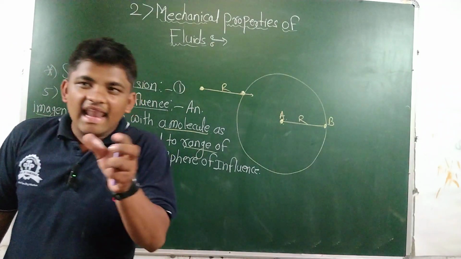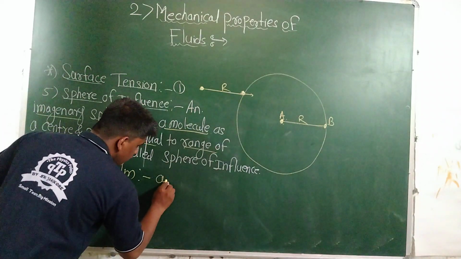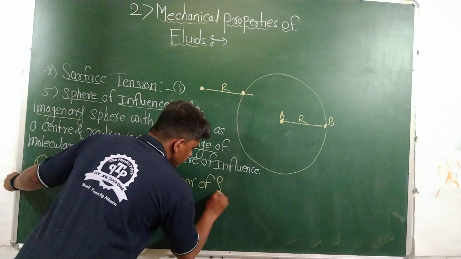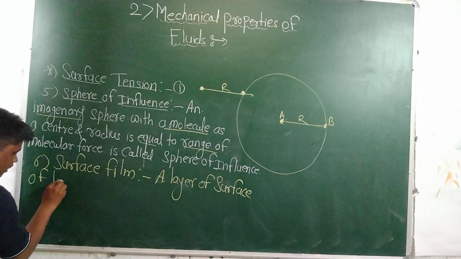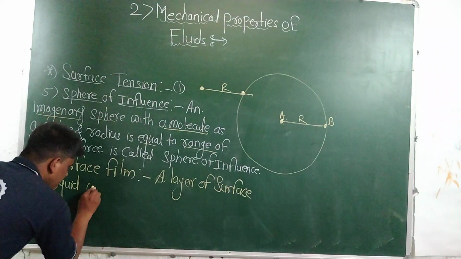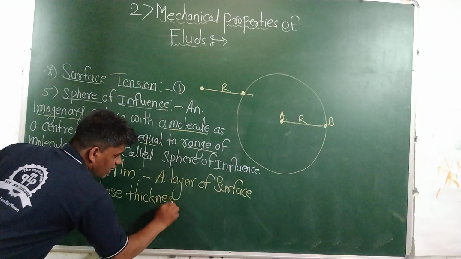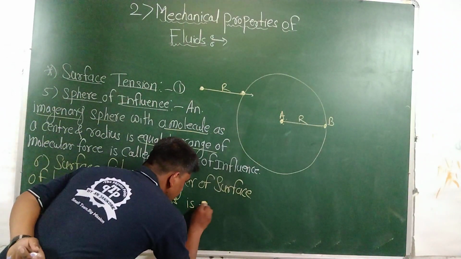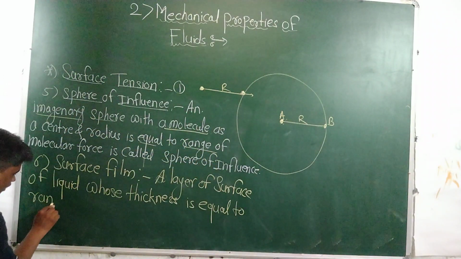Surface film: a layer of surface of liquid whose thickness is equal to the range of molecular distance.